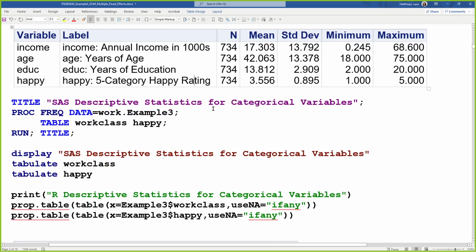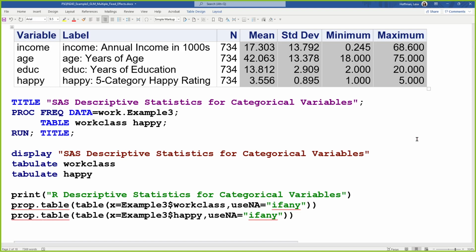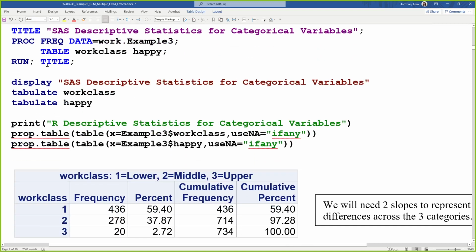If I have a predictor that has more than 2 groups, none of this is informative. If you have a variable that is nominal, something like low, middle, and upper class, which is the way we're treating it as nominal, then having the mean won't tell you anything. What we want to know is the frequency and how many distinct categories we have. So proc freq is how we ask for descriptive information from categorical variables. It's also tabulate in Stata, and the prop.table command with table embedded in it is how we get the same thing out of R.